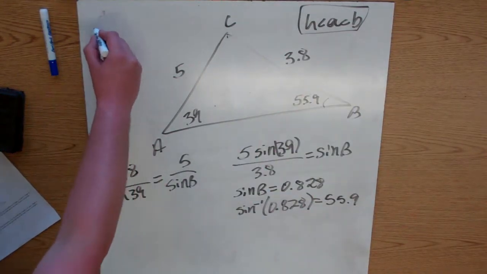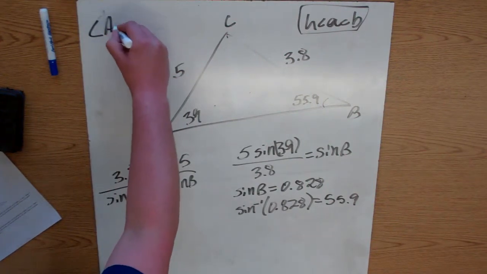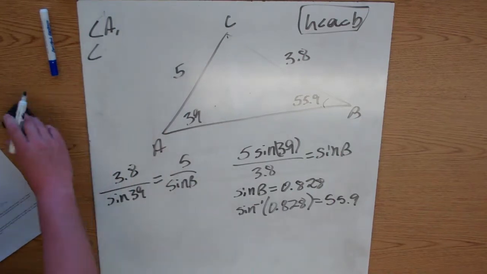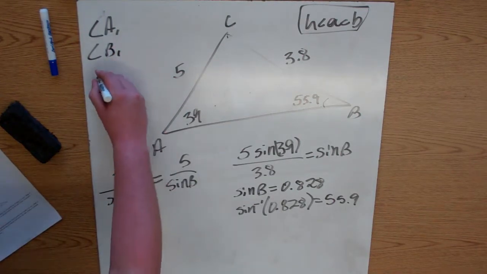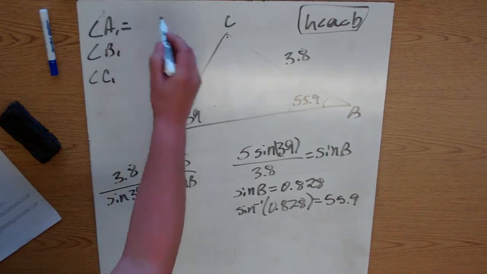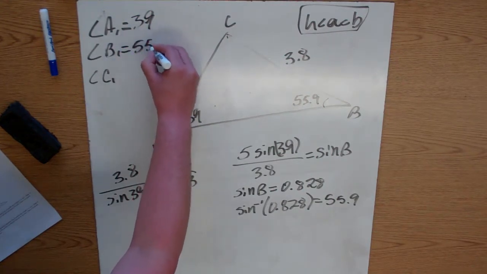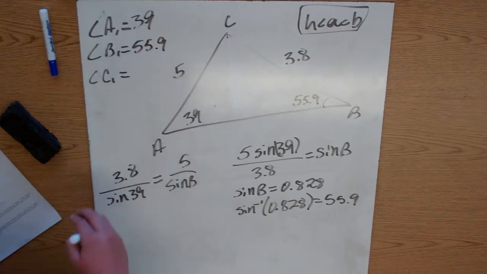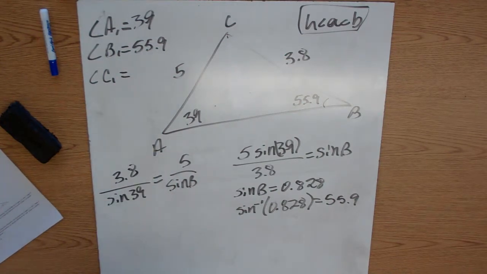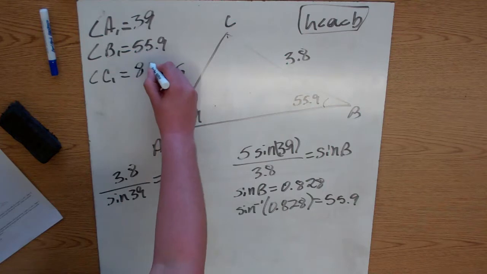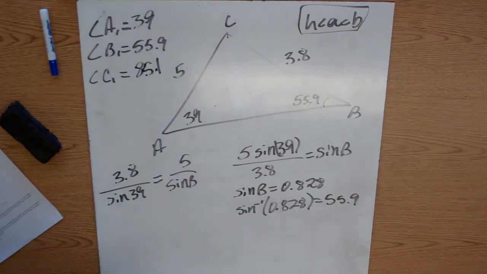All right, so I'm going to call them angle A sub 1, angle B sub 1, and angle C sub 1. A sub 1 we know is 39. B sub 1 we just found at 55.9. And for C, we're going to add those two together, subtract from 180. So the angle C sub 1 is 85.1.